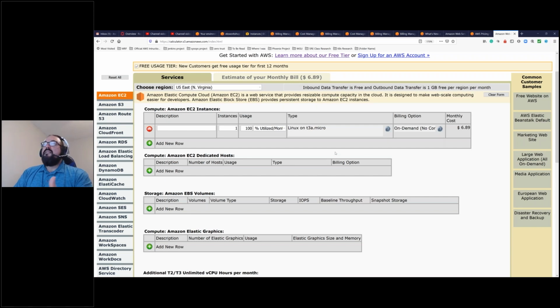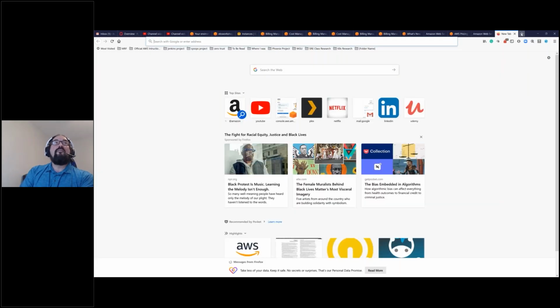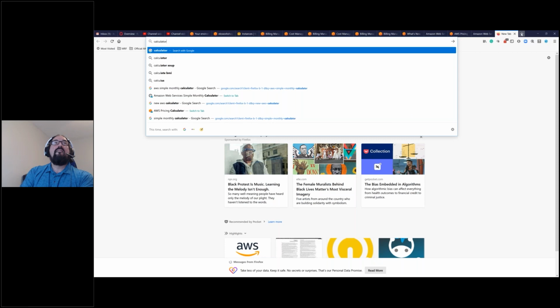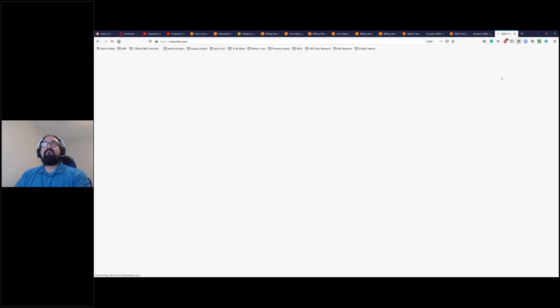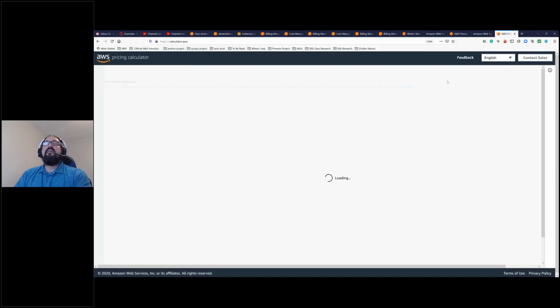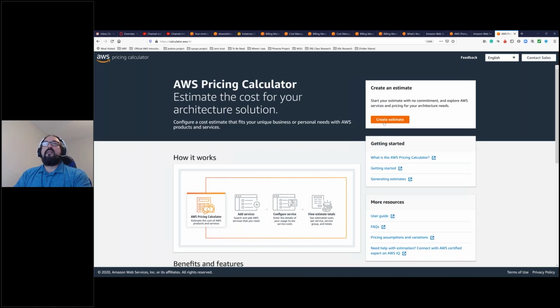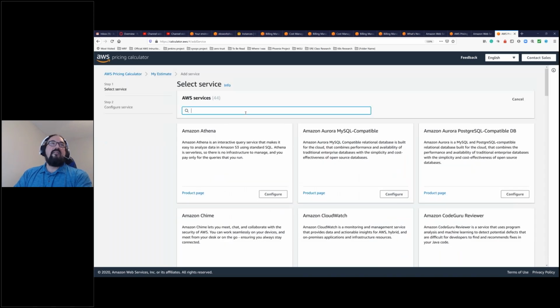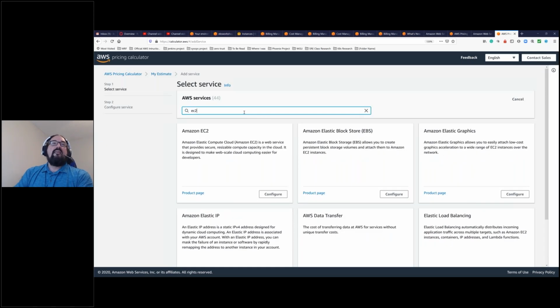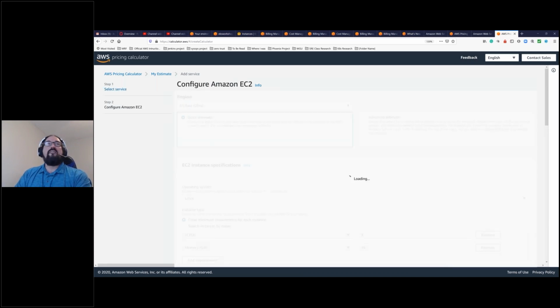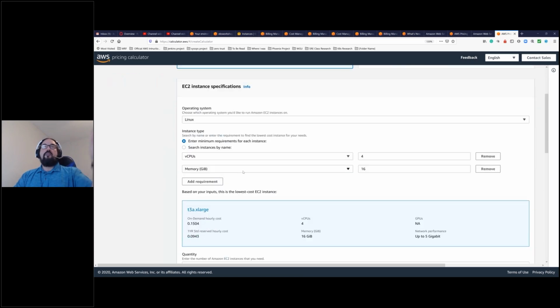So this can be great for determining the dimensions of pricing. This is the older calculator. The newer calculator is called calculator.aws, and this is actually an estimate tool. What you do is you come in here and say, I want to create an estimate. Let's say it was EC2 again. You say, I want to make an EC2 estimate. You just click on configure after searching for EC2. Then you come in here and specify things like virtual CPUs and memory.